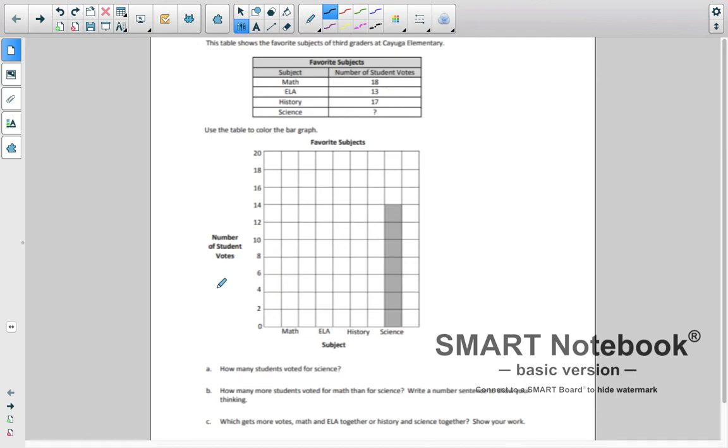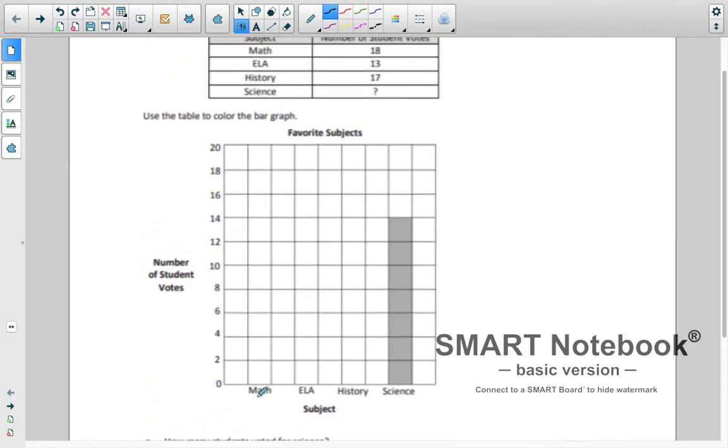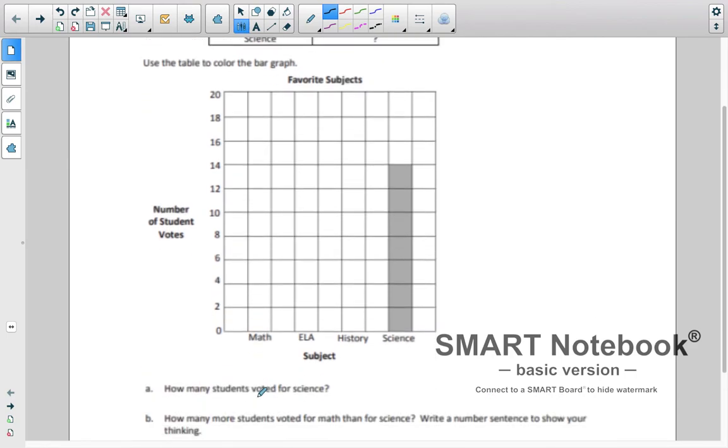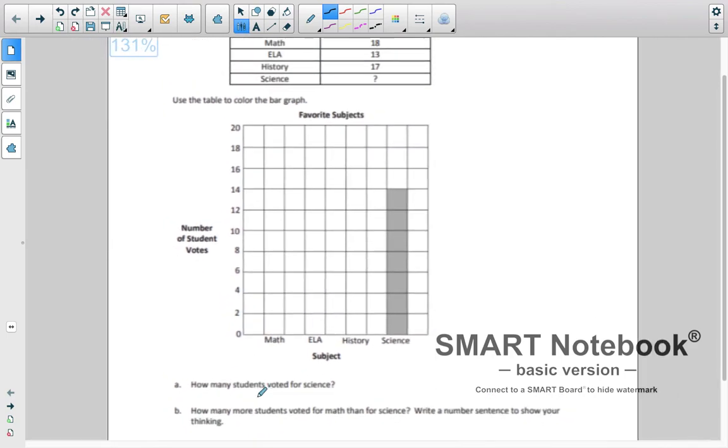All right, so let's look at the first part of this day. It says, this table shows the favorite subject of the third graders at Cayuga Elementary. So the favorite subjects are math, language arts, history, and science. So it has questions down here for us. I'm going to zoom in. It says A is how many students voted for science?